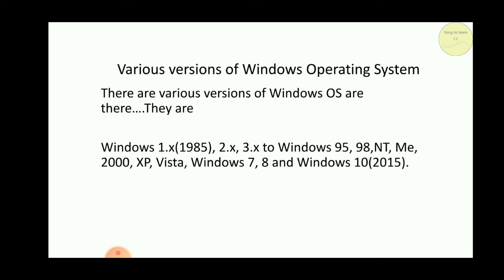In Windows 7, the booting time was improved and in Windows 8, the start button was removed. At that time, touchscreen was accessed as an input method in Windows 8, and in Windows 10, the start button was added again. In Windows 10, multiple desktops are available and Cortana, voice activated, acts as a personal assistant. So these are all the various versions of Windows operating system.